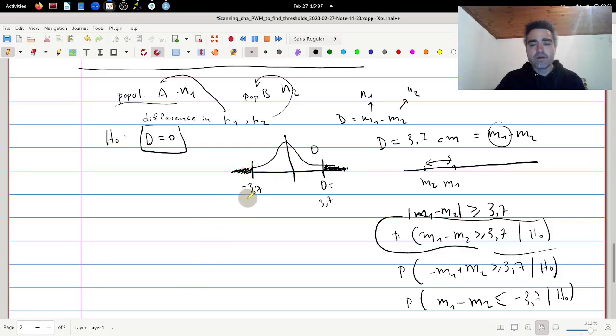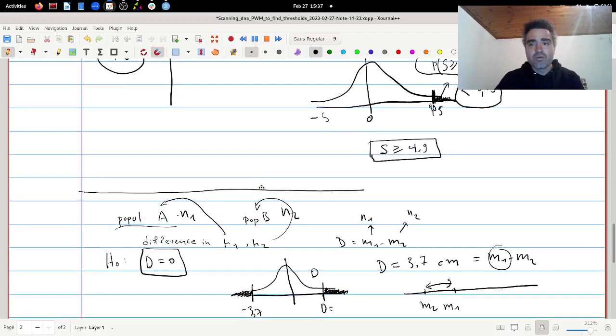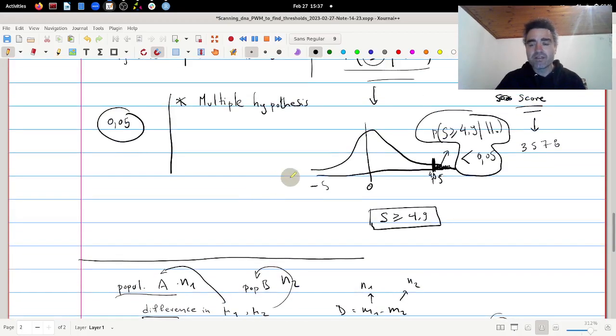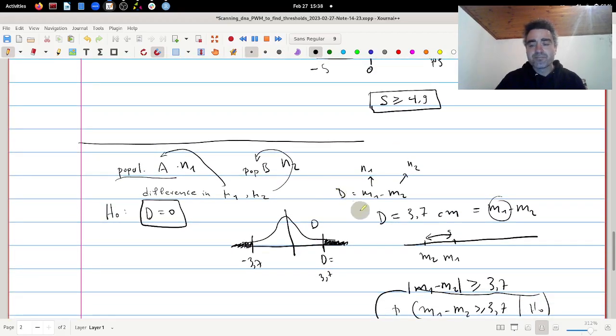So it's really important to know what our alternative hypothesis is. Here our alternative hypothesis is to find a score which is strictly greater or equal to 4.9, because if we have binding then we have large scores. Here our alternative is that this distance must be large, because the larger this distance is, the more dissimilar the populations are.